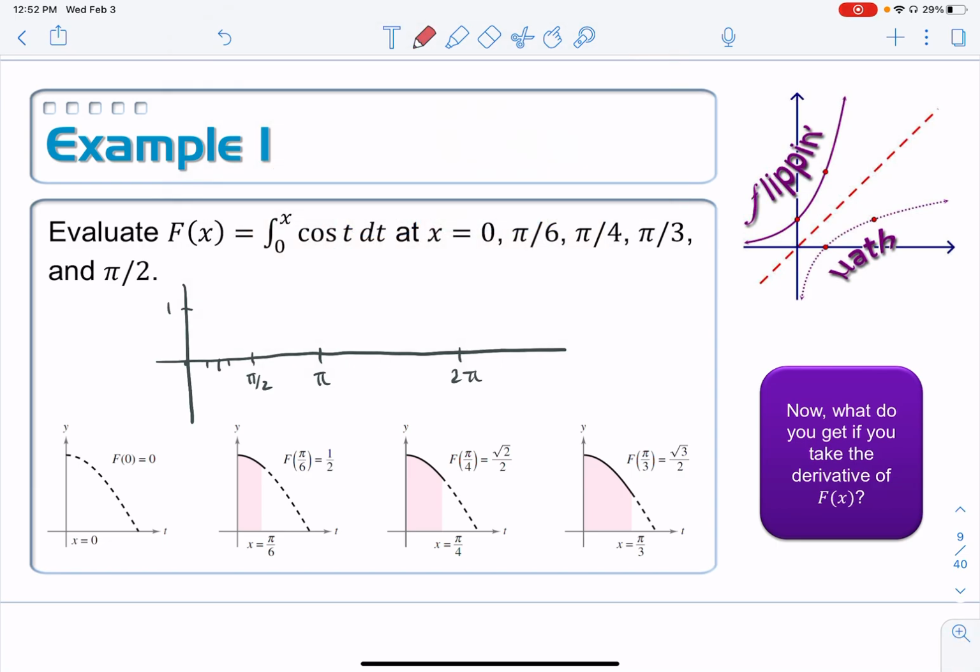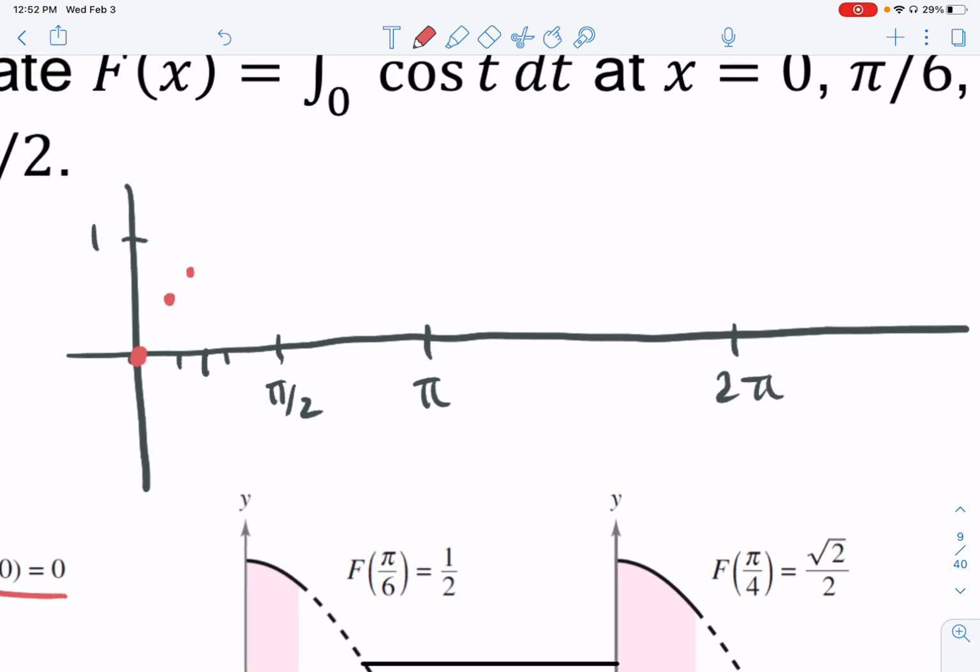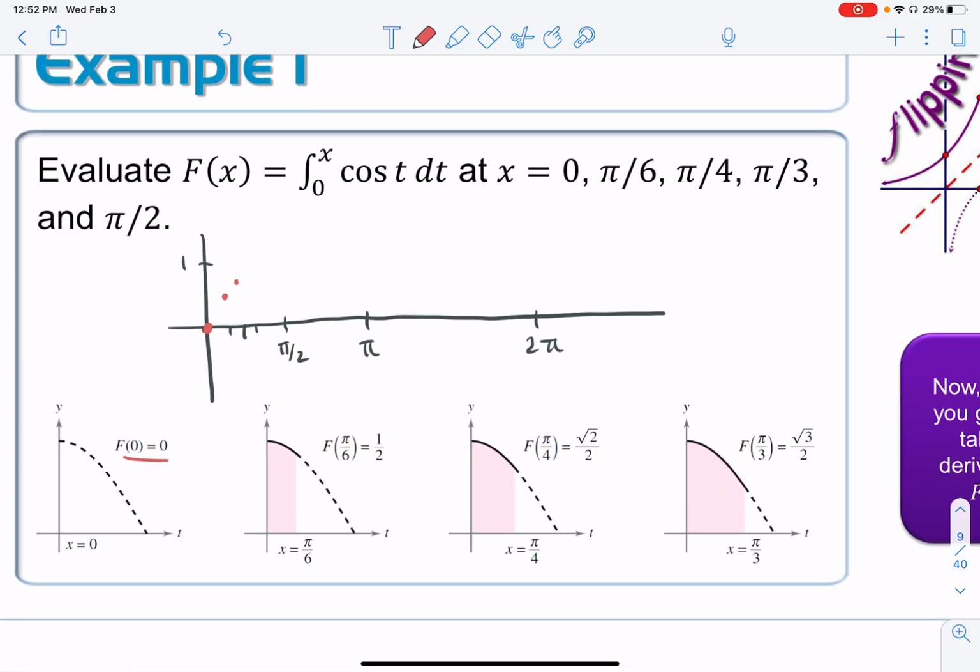All right, so the first point there is 0, 0, put a dot. The next one is pi over 6. Pi over 6 is right here, and we're going to go up to a half. Half should be right about there. Then the next one is at pi over 4, and it's root 2 over 2, which is about 0.7-ish. All right, so there we go. And at pi over 3, we should have root 3 over 2, which is 0.866.